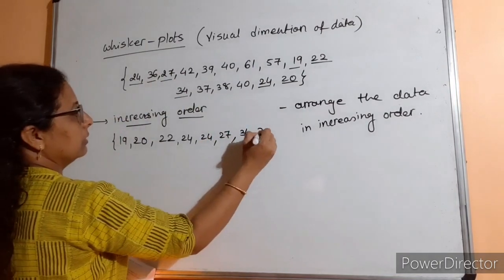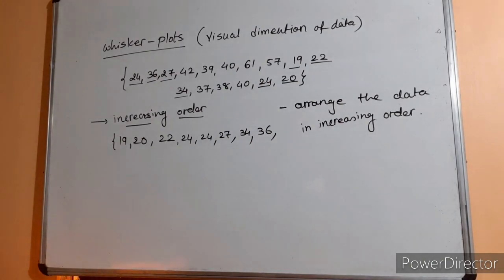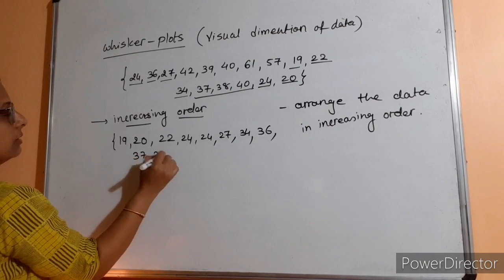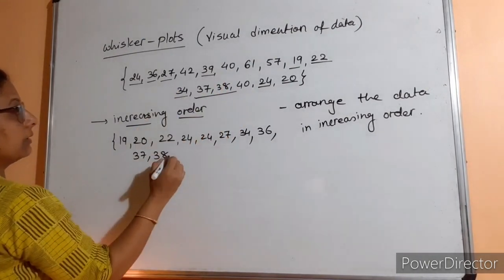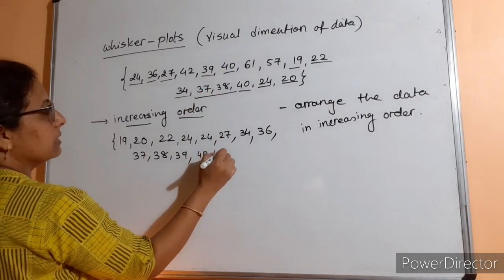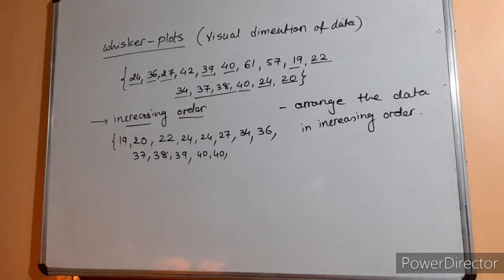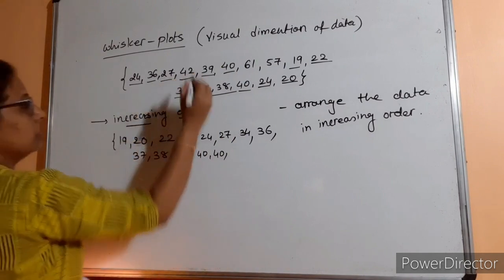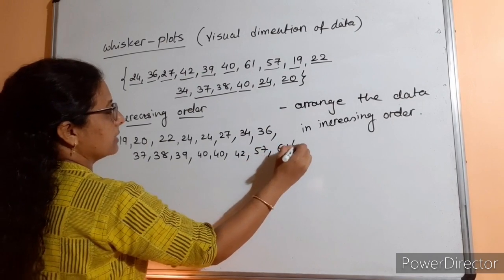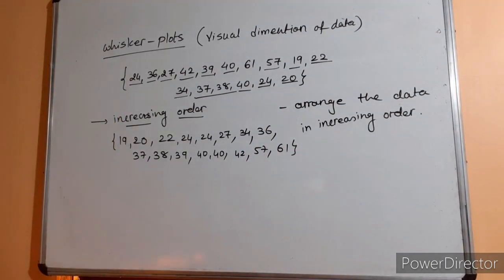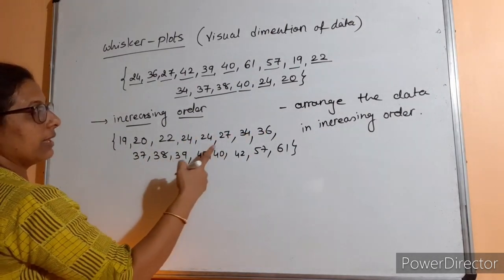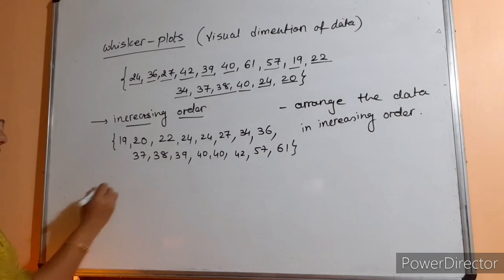34, 36, then 37, 38, 39, 40 again 2 times, so we'll write it 2 times, then 42, here is 57 and 61. So total number of data: 1, 2, 3, 4, 5, 6, 7, 8, 9, 10, 11, 12, 13, 14, 15 and 16 data is there.